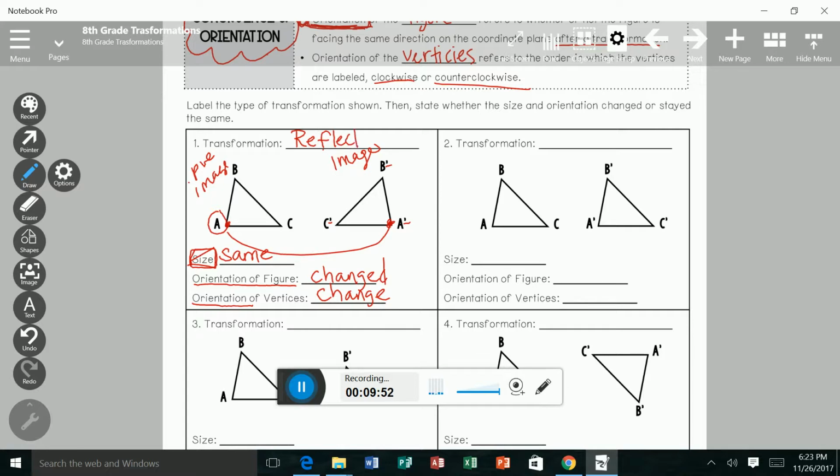Okay, this transformation. First, look at your pre-image, which is right here. Pre-image. And this is your image. And you need to look at and see what happened, okay? B is still in the same spot. My A's are in the same spot. My C's are in the same spot. So what I've done here is I've just slid this shape over. So that makes it a translation.